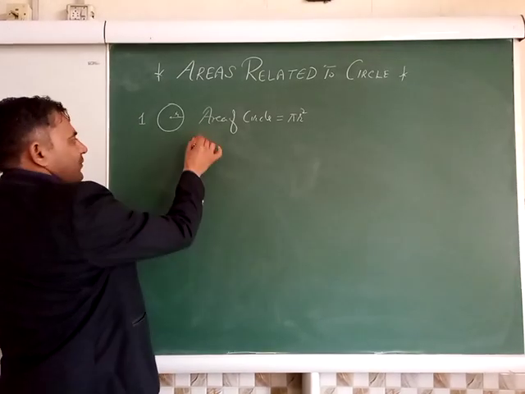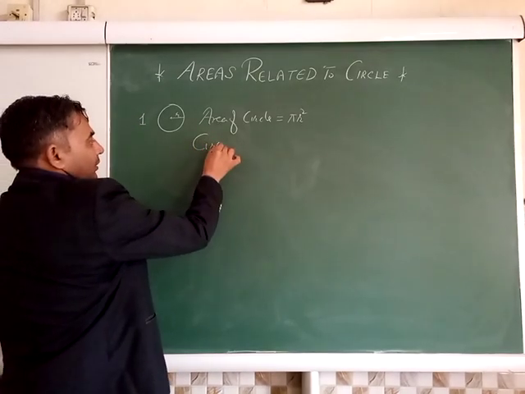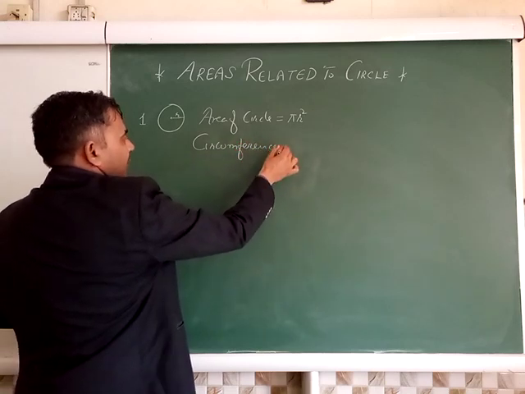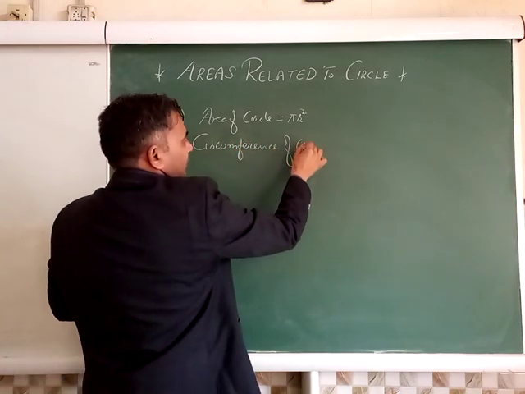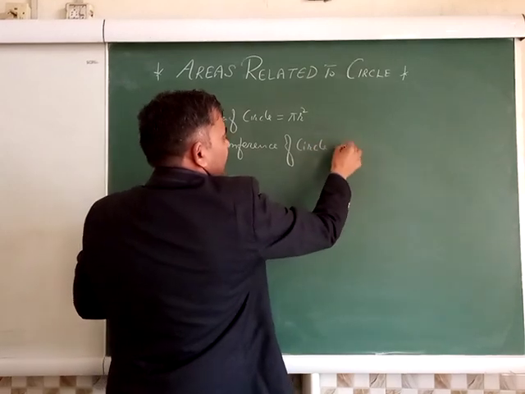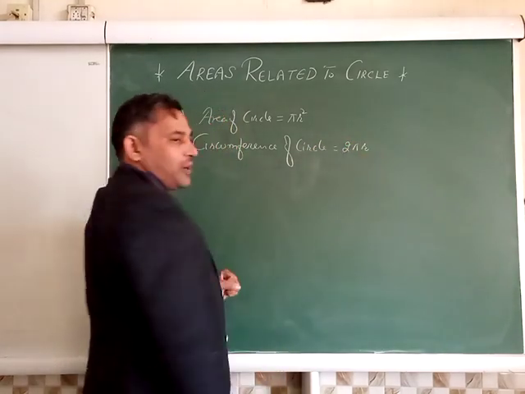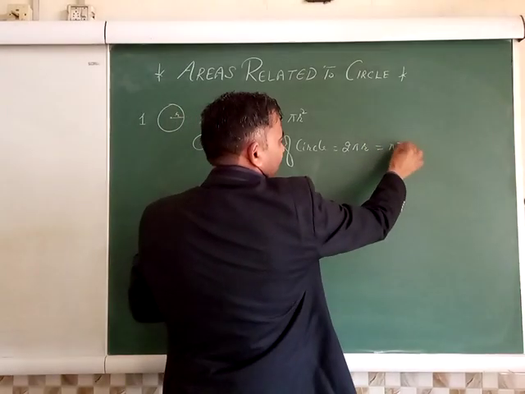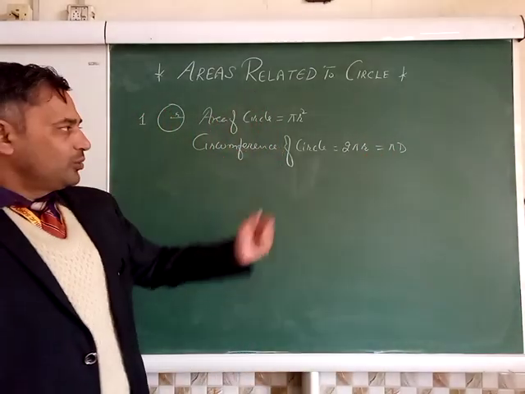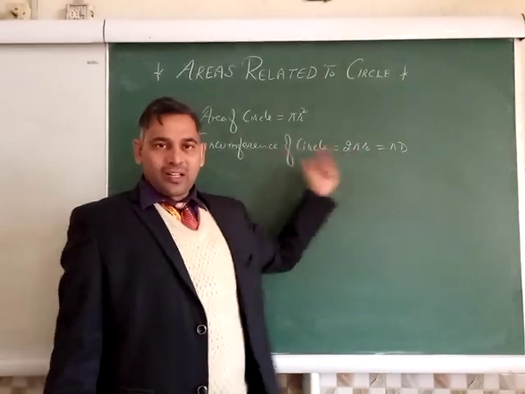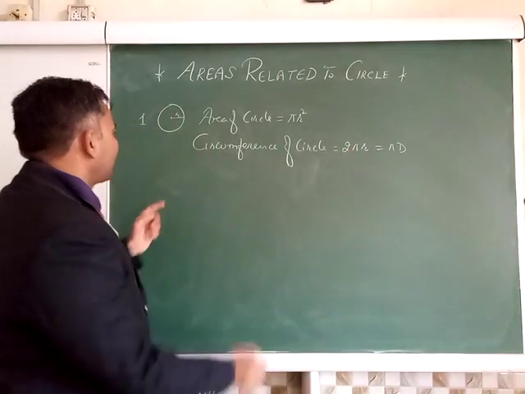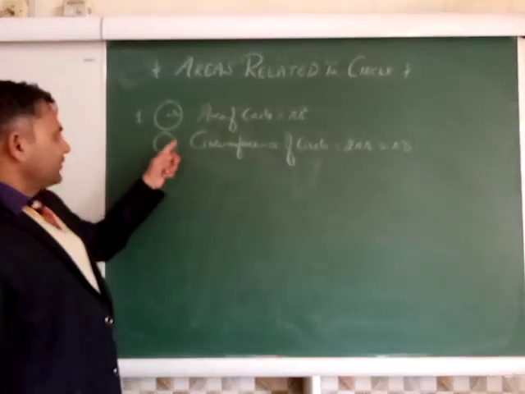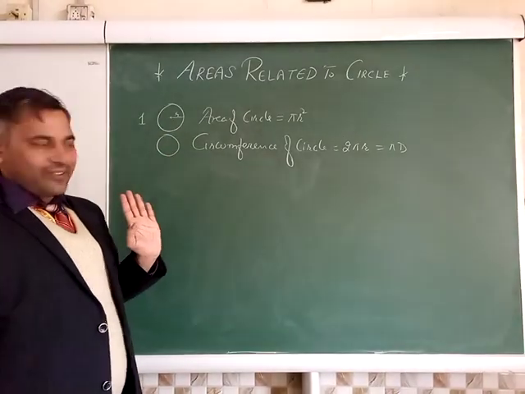What is the circumference? Circumference of the circle is 2 pi r, or you can say pi into diameter. Pi into diameter is also the circumference of the circle. Circumference means the length of the boundary. That is known as circumference.